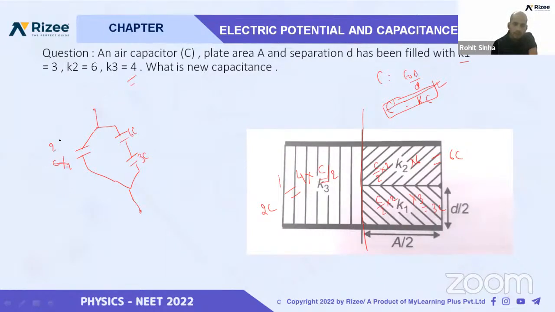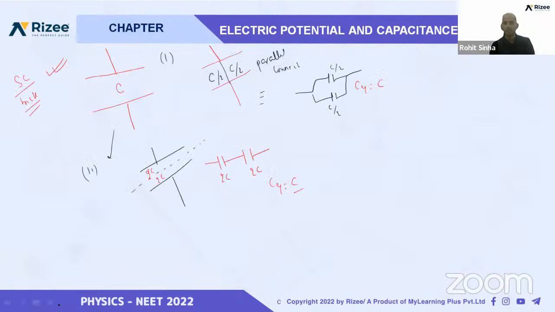And their equivalent will be how much? 3C and 2C are in series with each other. We know two capacitances in series combination give 6C into 3C by the addition of both of them, 9C. Cut here. You will get 2C, and this is also 2C. 2C, 2C in parallel. What will we get? C equivalent is equal to 4C. Any problem to anyone? I have used the shortcut to solve this question and I have discussed this shortcut here.